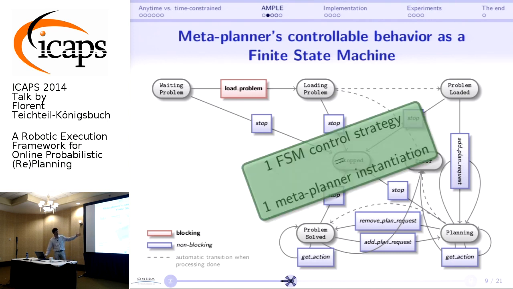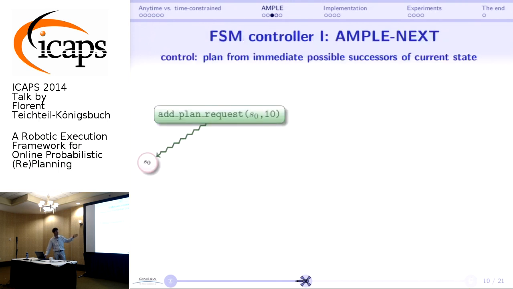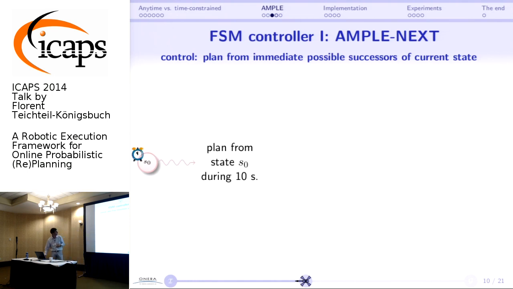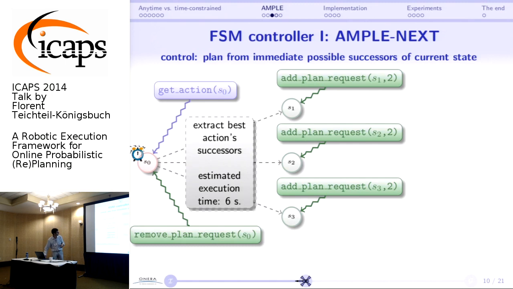In fact, one control strategy of this finite state machine yields one meta-planner instantiation. So I will show you here two instantiations. The first one is AMPL next, which consists in planning for the immediate successor states. So for instance, in S0, you add a plan request consisting in planning for 10 seconds. It's a bootstrap time. When it's done, then you extract the best action and its successors. You estimate its execution time, for instance, 6 seconds. And while you are executing this action, you add planning requests for all the successor states.